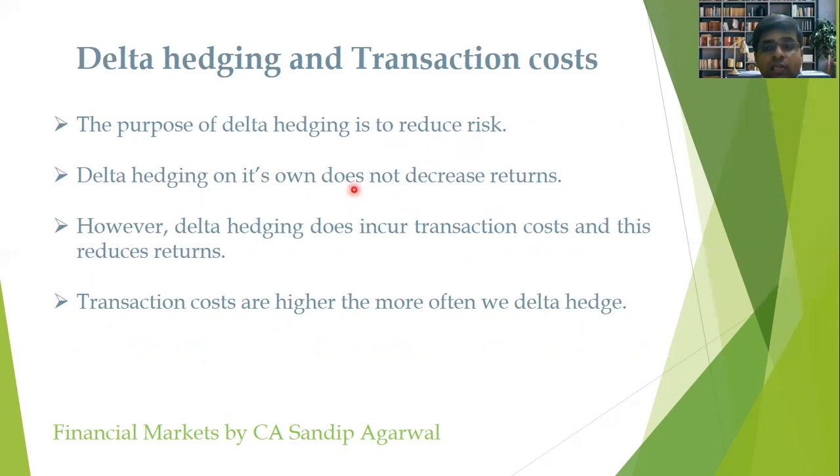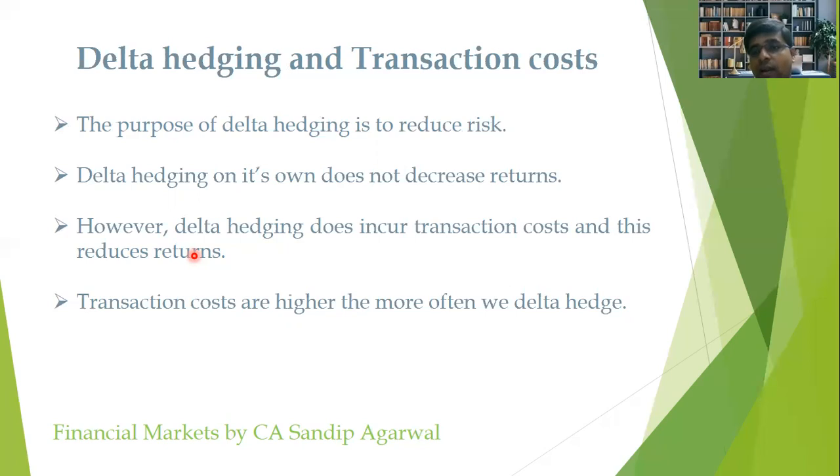So even though delta hedging on its own doesn't decrease the returns of the person, delta hedging incurs transaction costs and it reduces the returns. Because initially when the person has sold an ATM call and an ATM put option, he has initiated two trades. Now whenever the market moves in the upward direction, the person will start adjusting either the put option sold side or the call option sold side. So whenever he buys and sells another leg of the option or strike price, obviously there will be certain brokerages and costs associated with it.